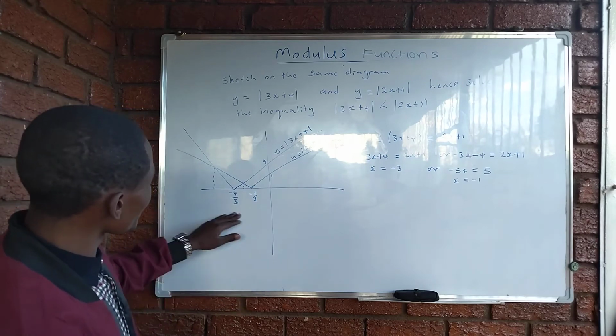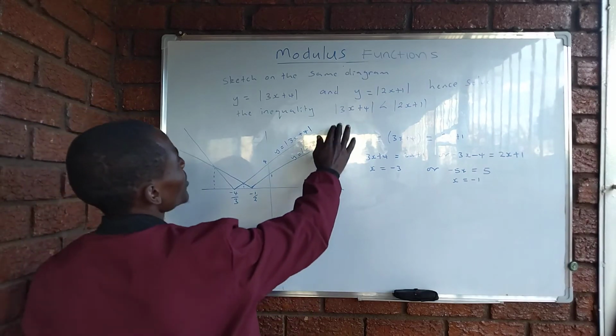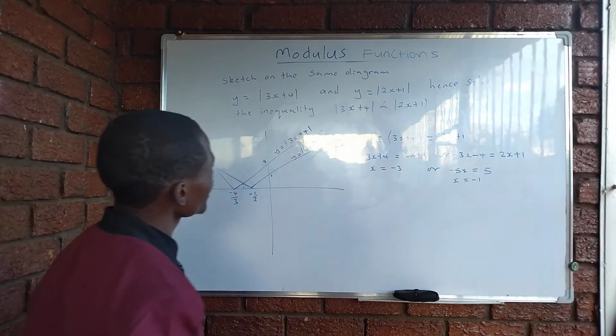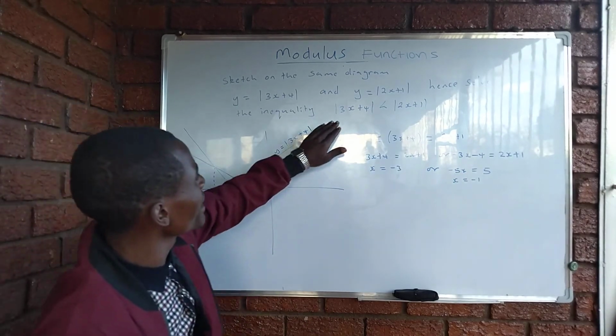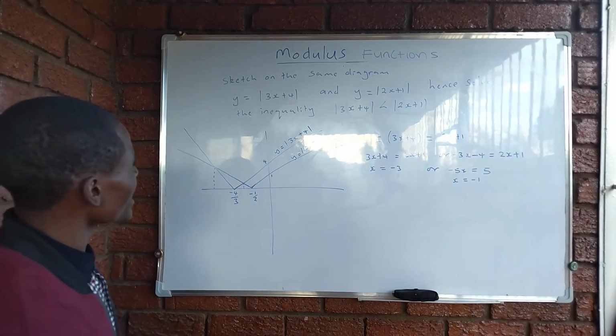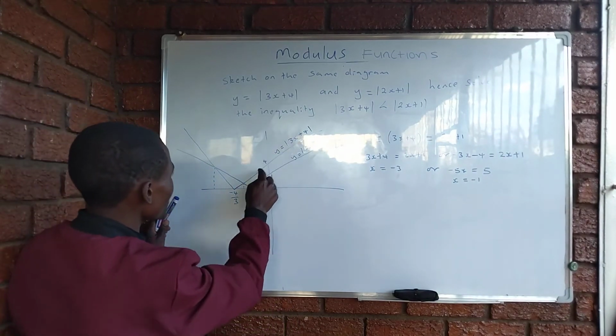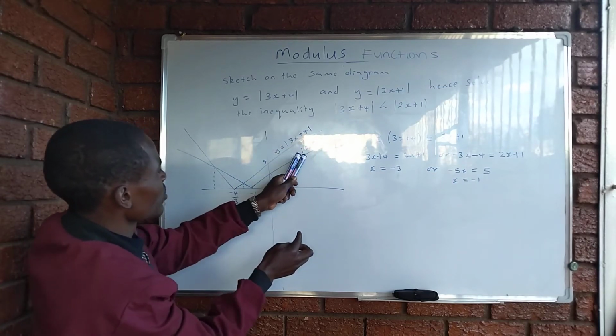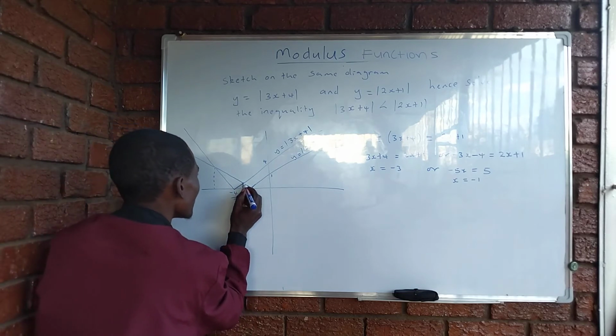So what is being asked? Find the range of values of x for which modulus 3x plus 4 is less than 2x plus 1, right? In the graph, the range of x values is what we need to find. Our graph of modulus 3x plus 4 lies above that one from here, and then up to here they are equal, right?